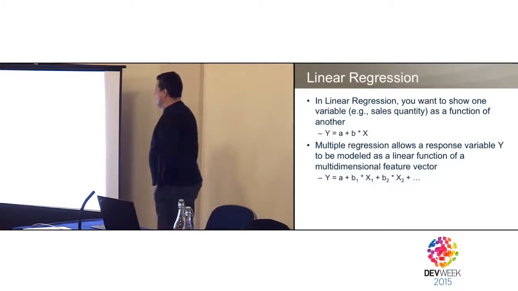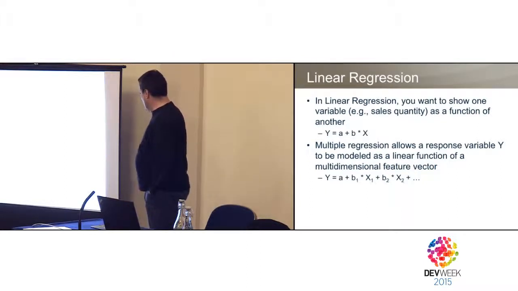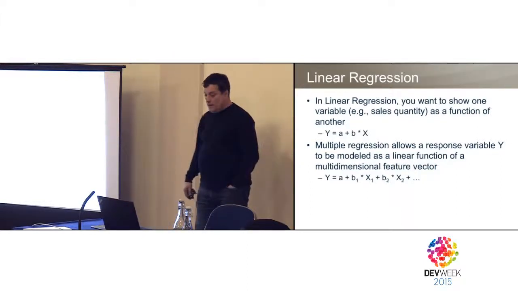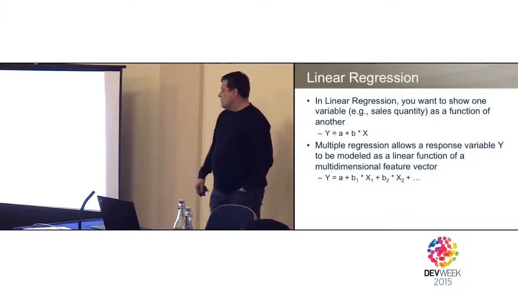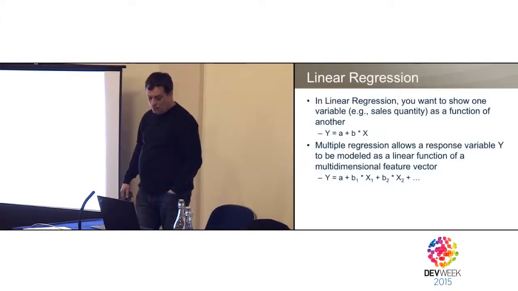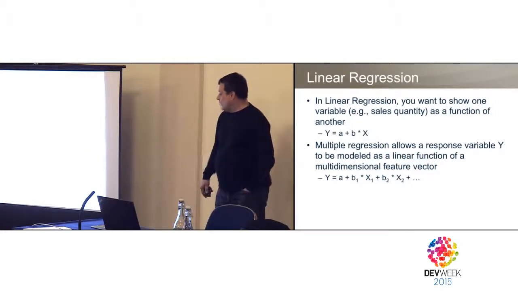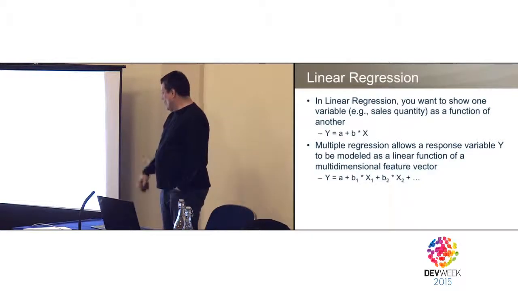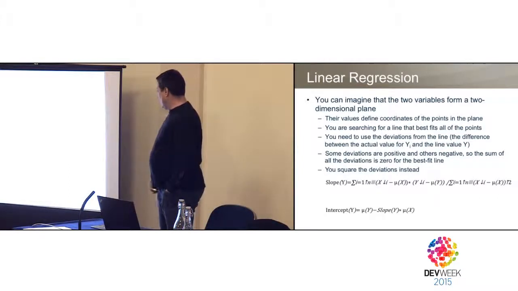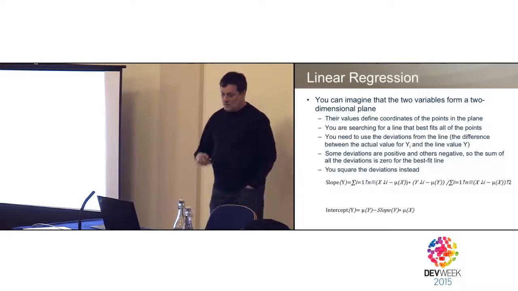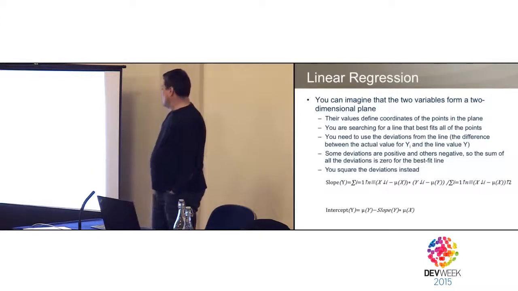So in linear regression, we want to show one variable as a linear function of another, like y equals a plus b multiplied by x. In multiple linear regression, we have more than one independent variable, or a multidimensional feature vector that consists of these multiple independent variables. So y equals a plus b1 multiplied by x1 plus b2 multiplied by x2 and so on. So let's start with one dependent and one independent variable. These 2 variables form a 2-dimensional plane, and the values define coordinates of the points in this plane.